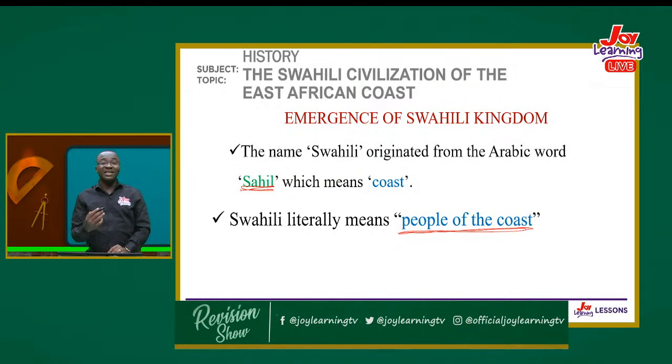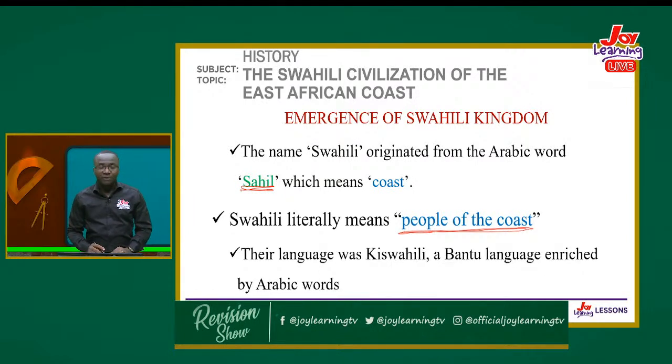Now, when the traders came, they settled along the coastline of East Africa. And their settlement served as a magnet, which drew the Bantu, the indigenous people, from the inland settlement. It attracted them to come and settle at the coast. So as the people started coming from the hinterland to settle at the coast, the Arab traders referred to them as Swahili, meaning people of the coast. And that is how the name came about.